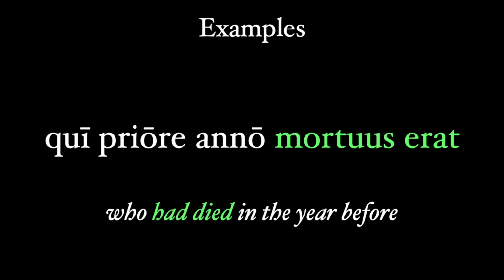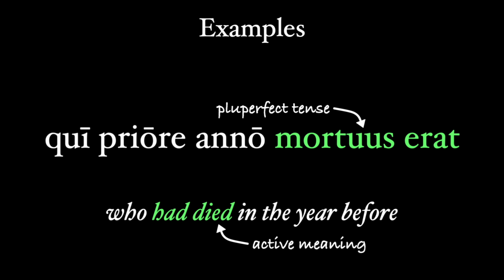And here's one more. A couple of times the historian Livy has the phrase qui priore anno mortuus erat, which has the pluperfect deponent verb mortuus erat. We would translate this as who had died in the year before.